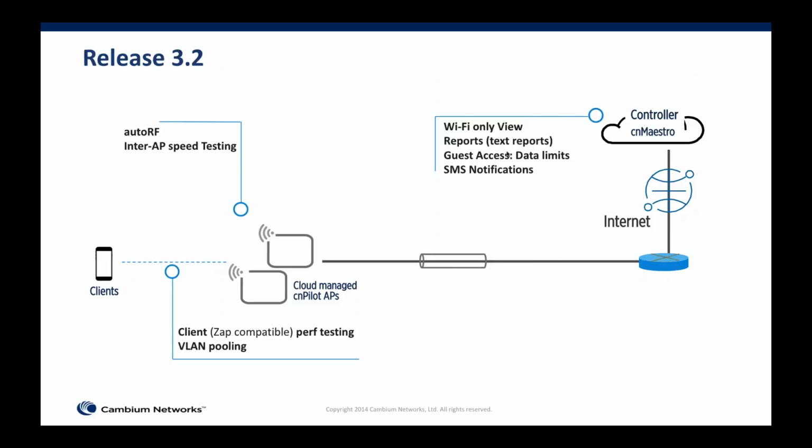In release 3.0 specifically, we've introduced auto RF, inter-AP speed testing, the capability to test between the clients and the APs, and VLAN pooling on the AP side. And then on cnMaestro, as we just went through, everything from Wi-Fi only views to SMS notifications.